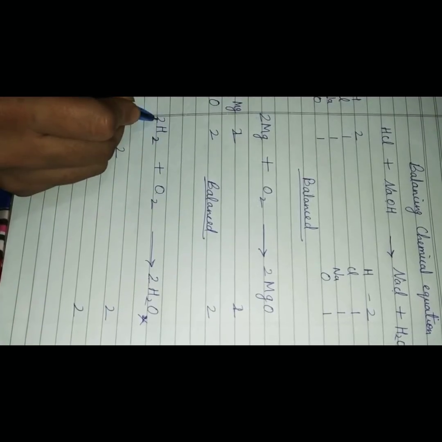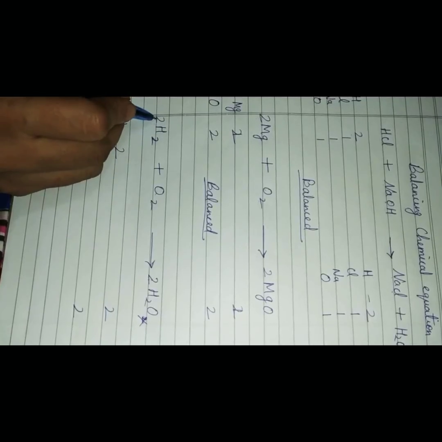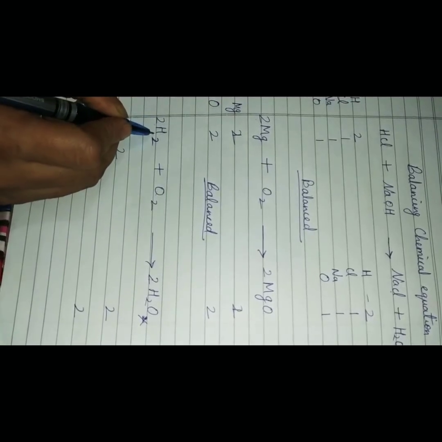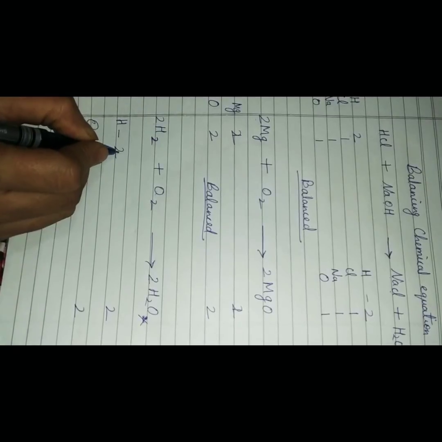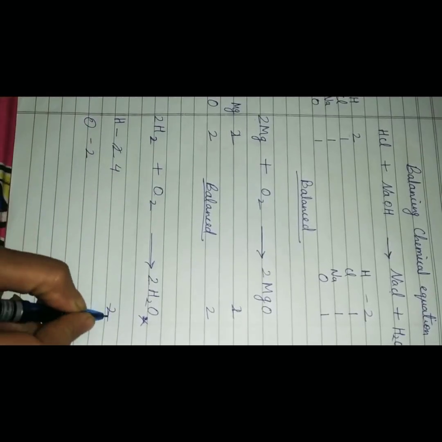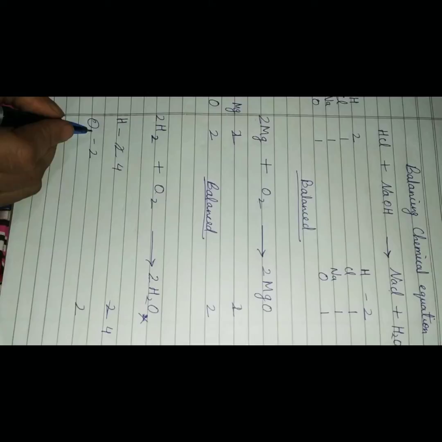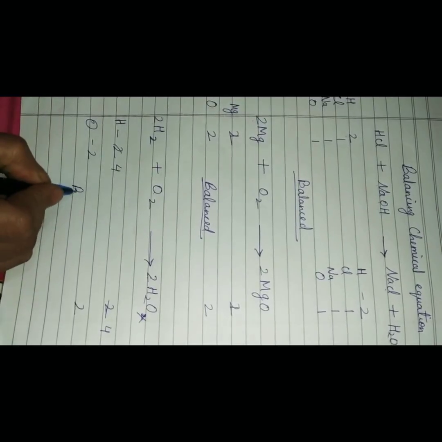Multiply 2 by 2. 2 into 2, 4. So now 4 hydrogen are here also. So now we can say this hydrogen has become 4 on the left side and on the right side. So now the reaction is balanced.